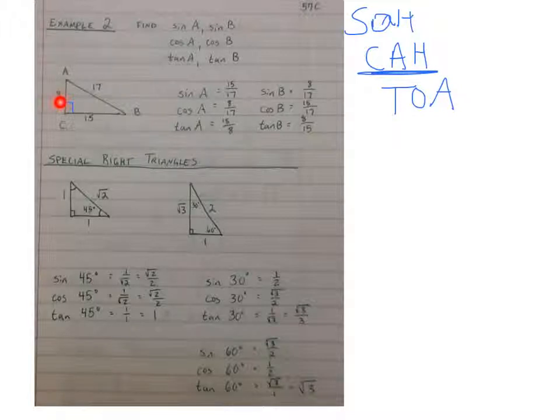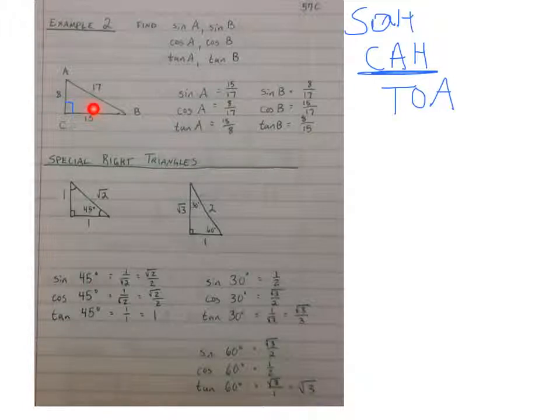If we do the same thing for B, sine is opposite over hypotenuse, so 8/17. Cosine is adjacent over hypotenuse, so 15 over 17. And then tangent for angle B is opposite over adjacent.